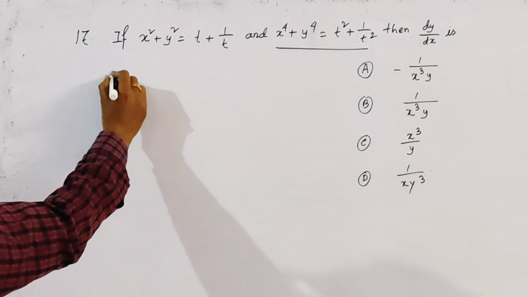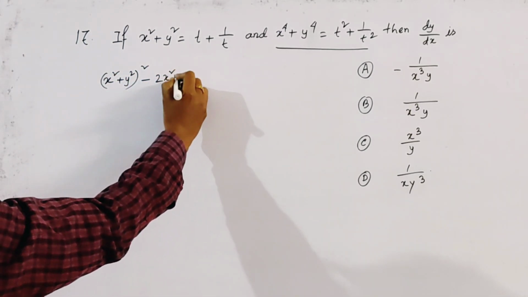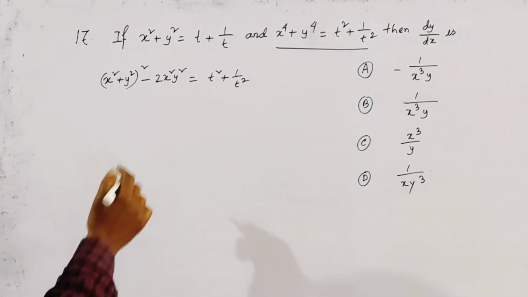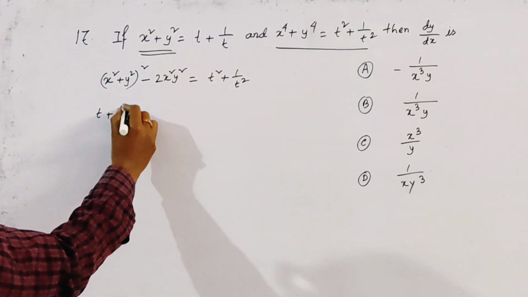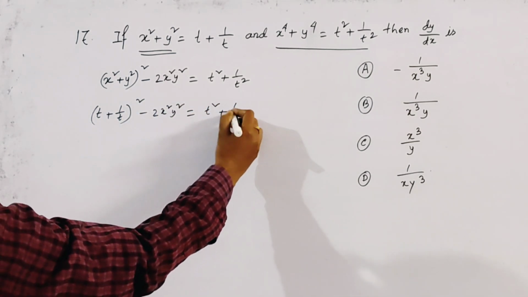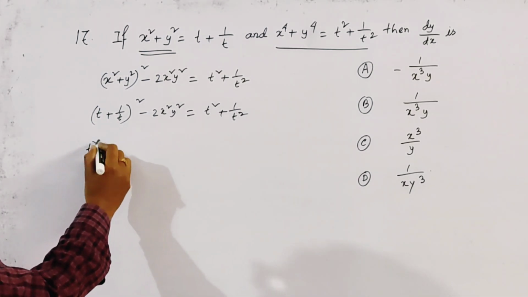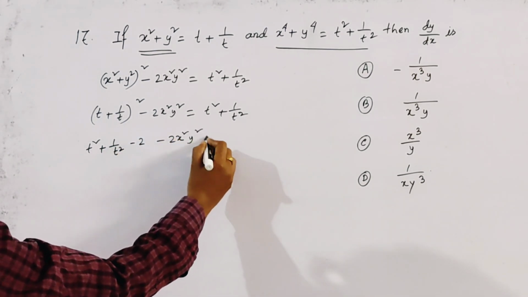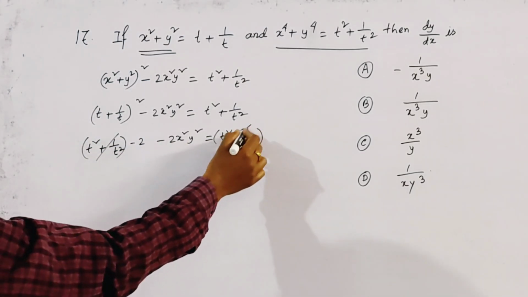This can be written as (x² + y²)² − 2x²y² = t² + 1/t², right? Now putting the value of x² + y² here, we get ((t + 1)/t)² − 2x²y² = t² + 1/t². And clearly this can be written as t² + 1/t² − 2x²y² = t² + 1/t². And this term cancels out from both sides.